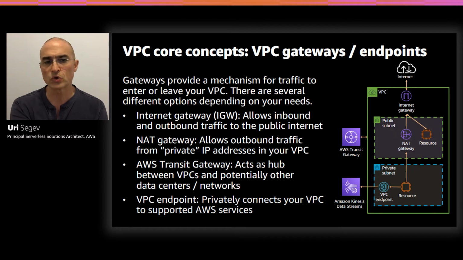In this example, I'm showing Kinesis data stream. For those cases, you use something called the VPC endpoint. A VPC endpoint allows us to access AWS services that support VPC PrivateLink directly, without needing to go through the internet gateway and the NAT gateway.